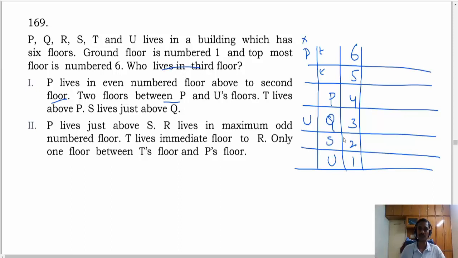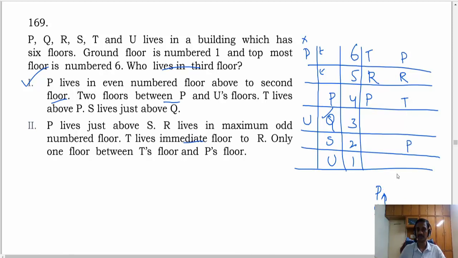Then who lives on the third floor? Q is on the third floor. 1 alone is sufficient. Then condition number 2. P lives just above S. P just above S. R lives in the maximum odd number floor. R is here. T lives on the floor immediately next to R. T is immediate floor to R, it can be here or here, immediately above or immediately below. Only 1 floor between T and P. T and P can be here or here. 1 floor between T and P.